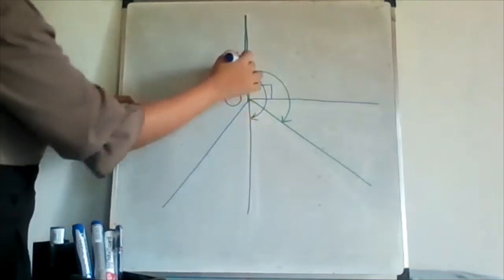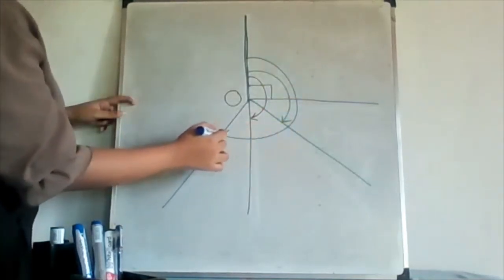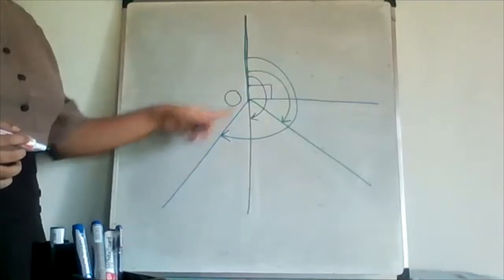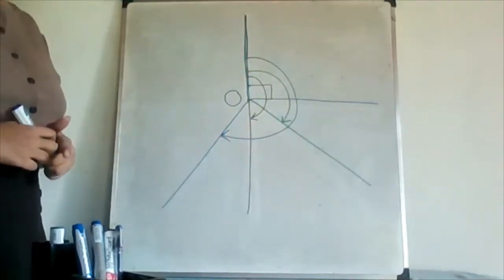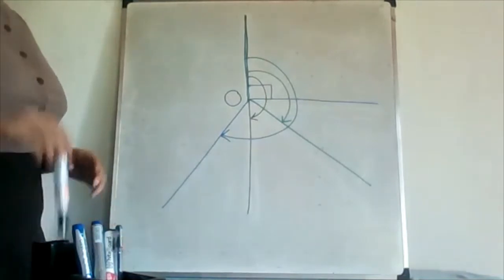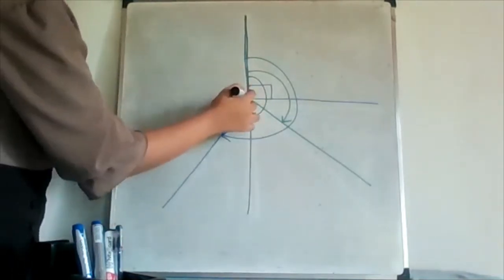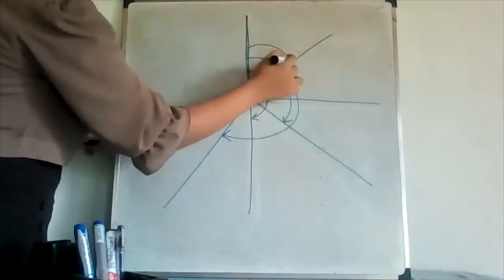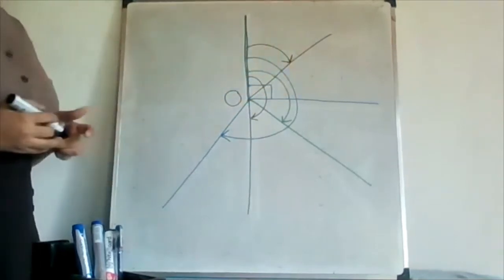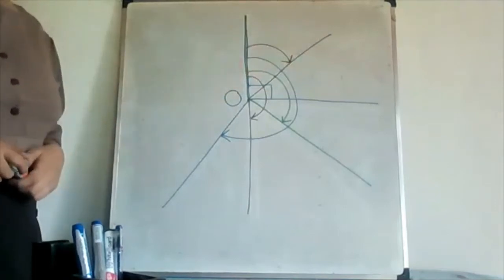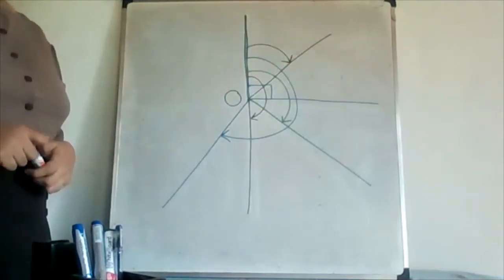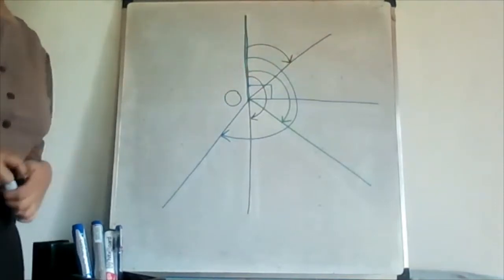The next one, if we draw an angle like this, this angle is greater than a straight angle. So this one is called a reflex angle. And the last one, if we draw an angle like this, which is smaller than a right angle, this angle is called an acute angle. So those are the types of angles you need to learn.